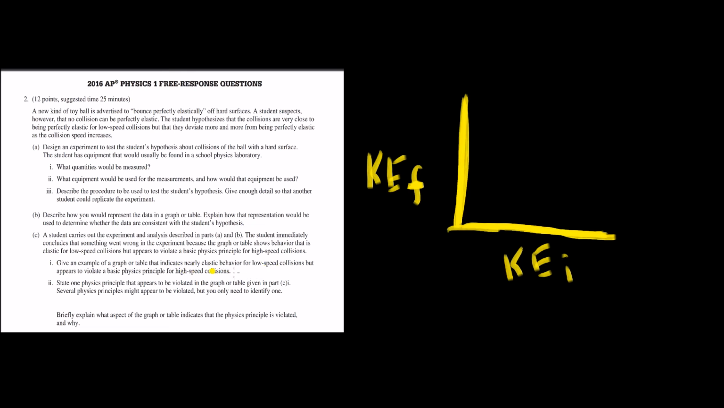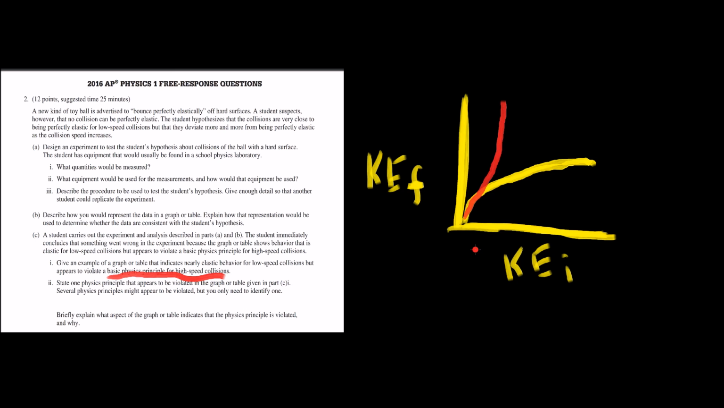So for the nearly elastic behavior for low-speed collisions, we can simply use the graph that we had from part B. That's just going to go like that. It's going to tail out a bit just like that. So now the next part is asking for a violation of a basic physics principle. One principle is conservation of energy, since we're dealing with an energy graph. That means instead of conserving energy, we would actually be adding energy. That would be a violation of a principle. Let's redraw that graph. We would have energy and then suddenly be adding more, just like that. So that would violate a principle.